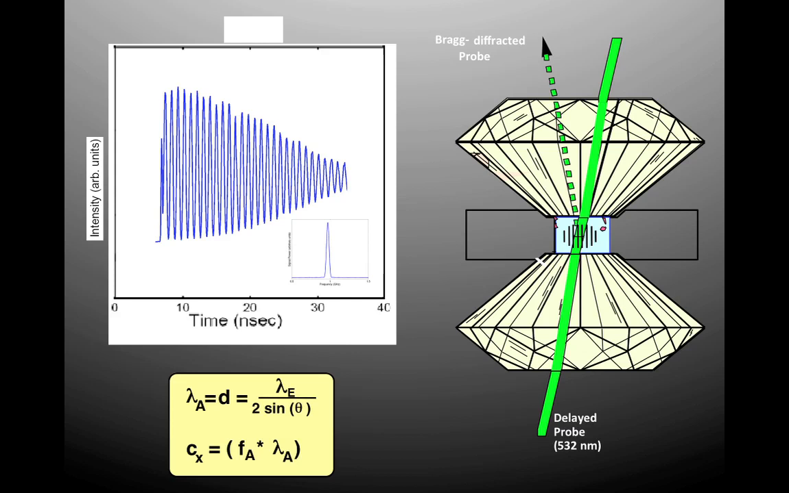The acoustic grating, or the acoustic wavelength, is determined by the grating spacing of the overlapping lasers, which is well defined in terms of the angle of intersection and the wavelength of the laser. The velocity is given as the frequency times the acoustic wavelength.